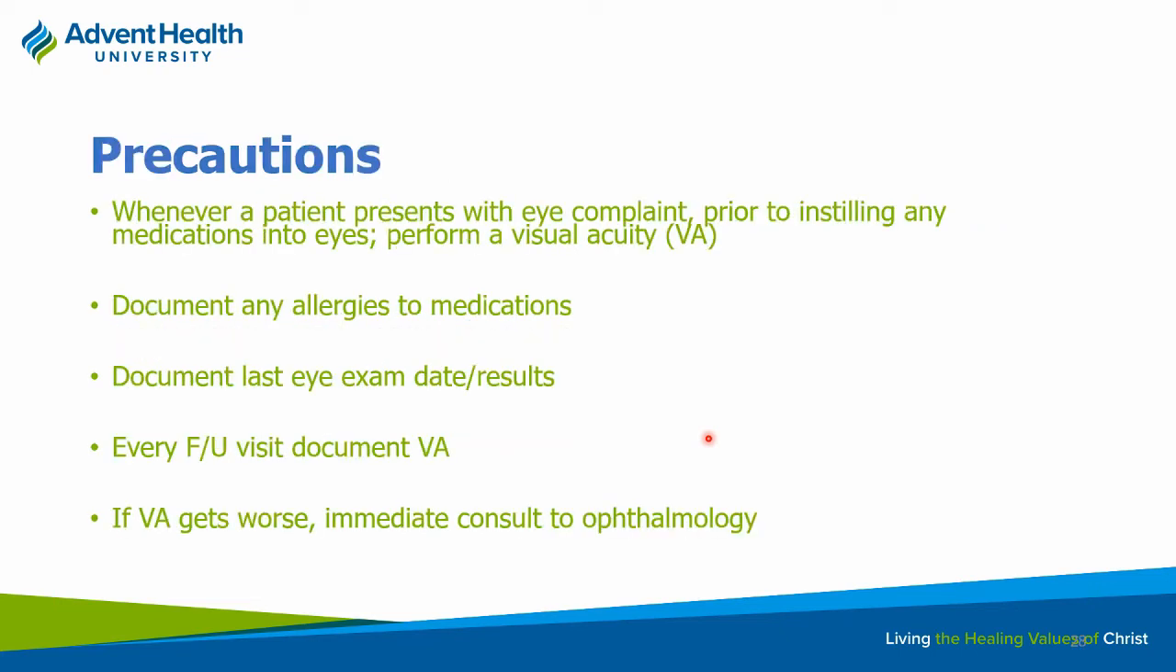So some precautions here when dealing with patients with an ocular infection. Whenever they're presenting with an eye complaint, you always want to make sure that you perform a visual acuity. Why do you think you want to do that? I'm looking to see if they're getting any better, any worse. I can follow up, and I can look at previous visual acuities to see, okay, is this wildly different than what they're normally at? Those are things you want to think about.